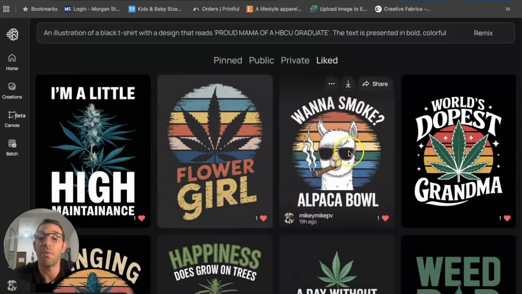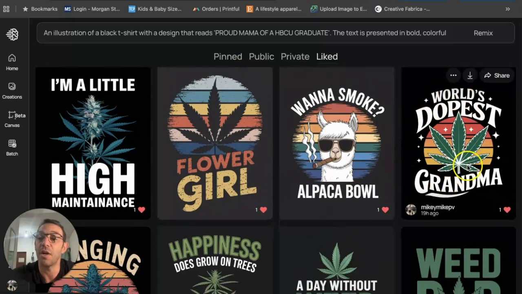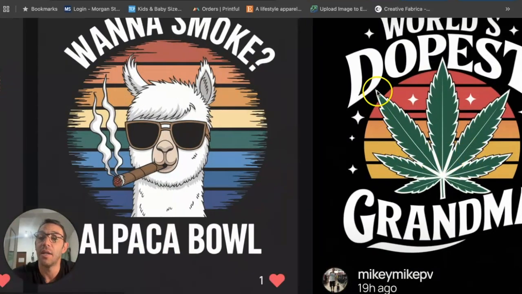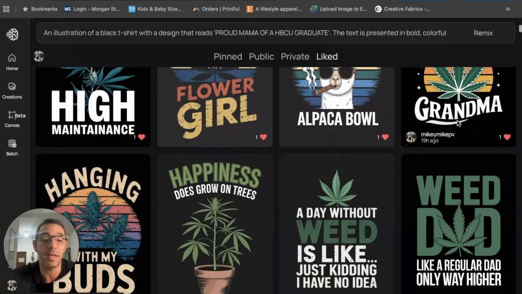Here we got wanna smoke alpaca bowl. That's a funny one. Play on words where we're taking alpacas or llamas and crossing each with marijuana. World's dopest grandma. I think this was the best one. Just turned out really clean. I like how they did the outline of the white on the marijuana leaf. One thing to take note of is that a lot of the best sellers that I was seeing for this, they were taking marijuana and crossing it with certain demographics, like grandma, grandpa, mom, dad, things like that.